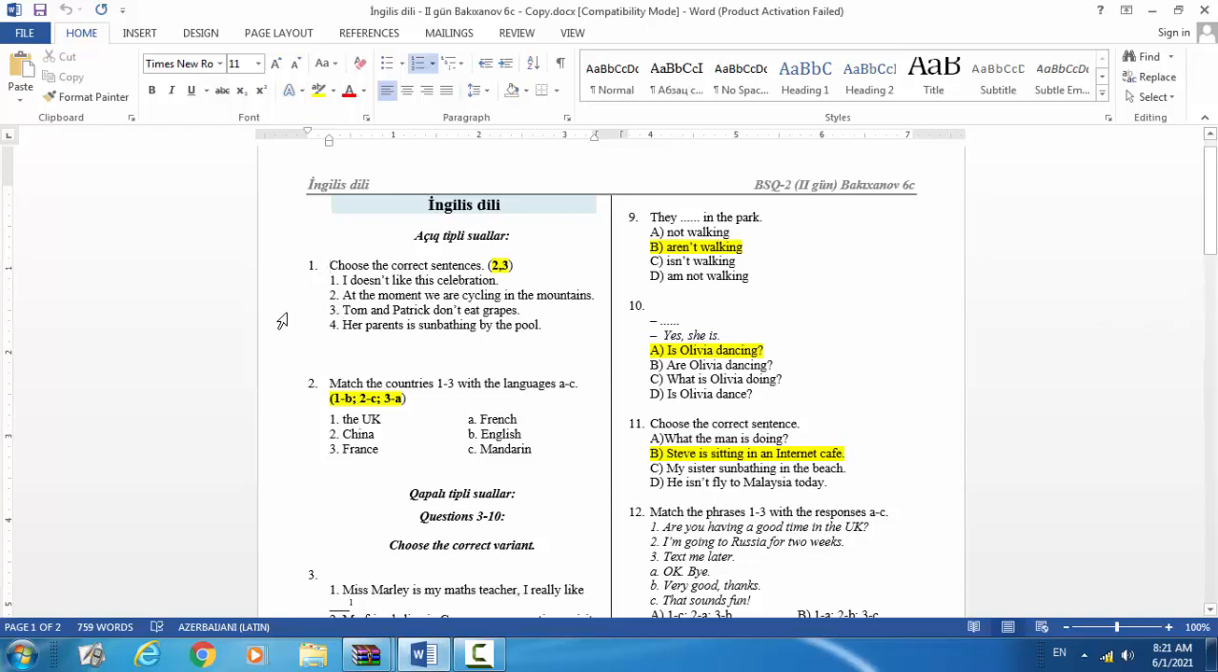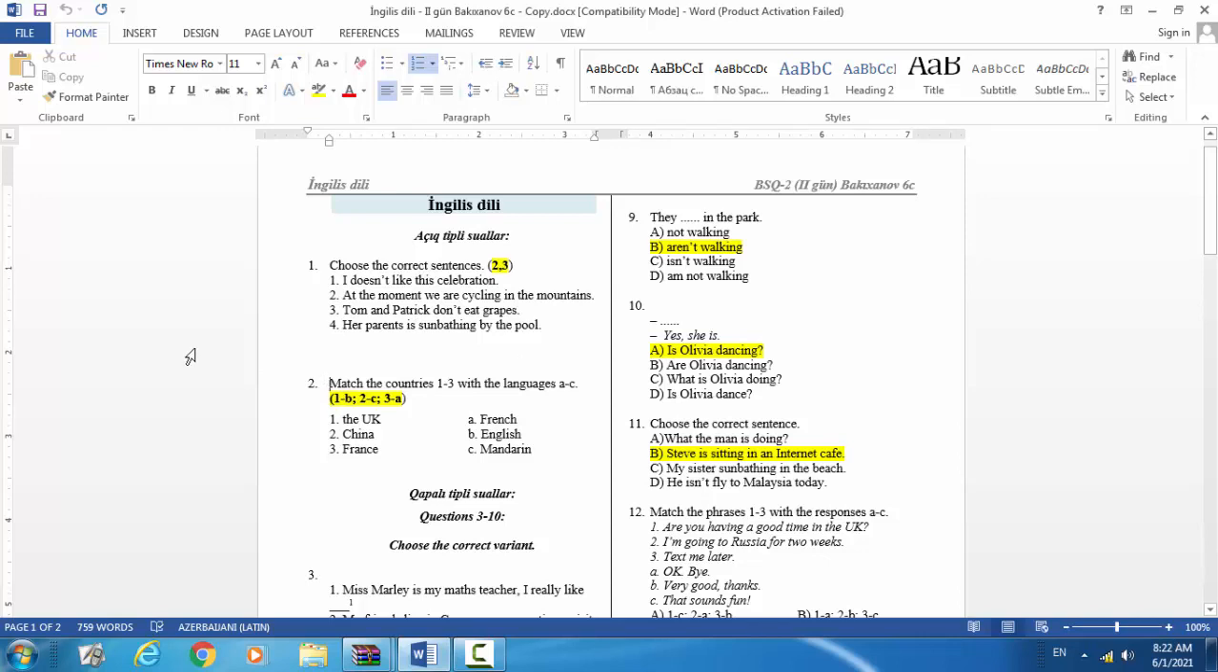Question 1. In this question you were asked to find correct answers. First sentence is wrong because we don't use does with first person singular. Second sentence is correct present continuous sentence. Third sentence is correct present simple sentence. However, in sentence 4, the subject parents is plural, so it should be followed by are, not is. So, in this question, sentences 2 and 3 are correct.